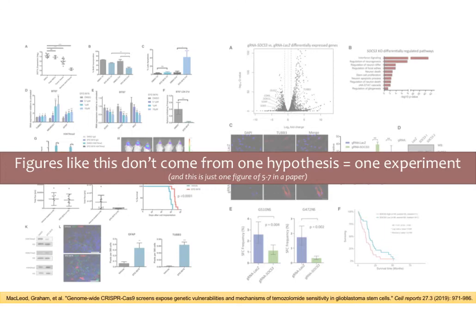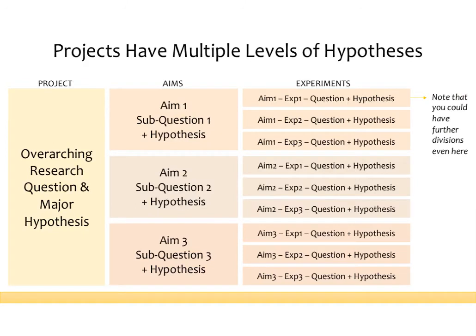So I want to start getting into a little bit of how do you organize a project like this and how do you understand the different levels of hypotheses that go into a project like this. So here's a basic framework for how to think about multiple hypothesis levels. At the top, you have your overarching project definition, so your overarching question and your major hypothesis.